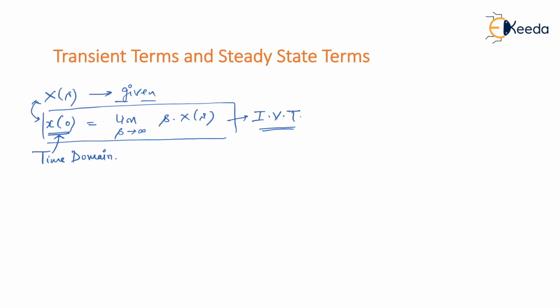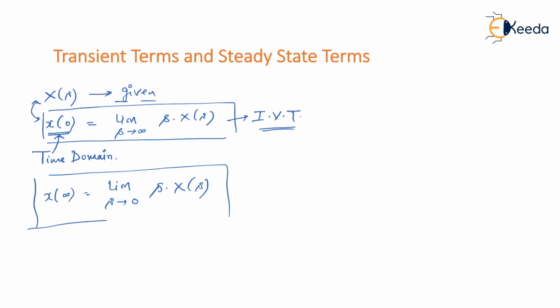And similarly, the final value theorem is nothing but calculating x of infinity from x of s. So x of infinity is given as limit s tending to what? 0 of s times x of s. So this formula is nothing but the final value theorem. So the final value theorem helps you to get x of infinity. The initial value theorem helps you to get x of 0.